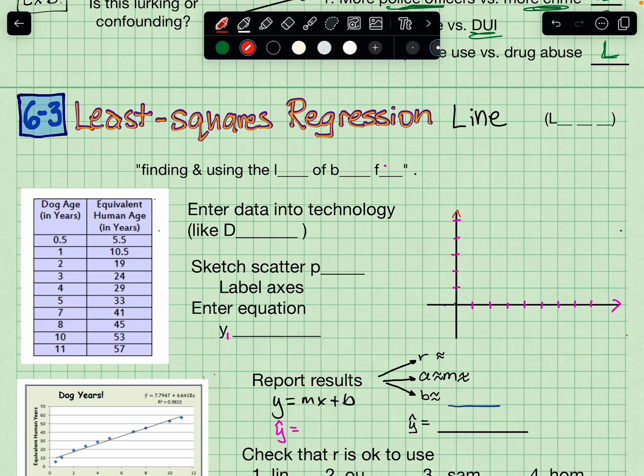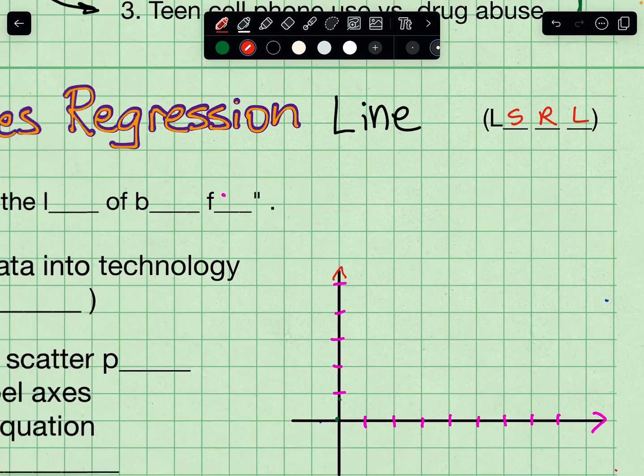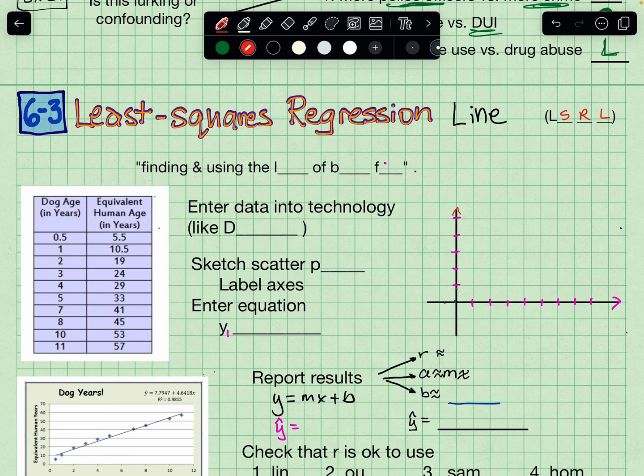All right, here we go. 6.3, least squares regression line. The textbook uses the acronym LSRL to refer to this thing that we call the least squares regression. Don't get hung up on the name of it too much. Know that if you just call it a regression line, that'll be sufficient.